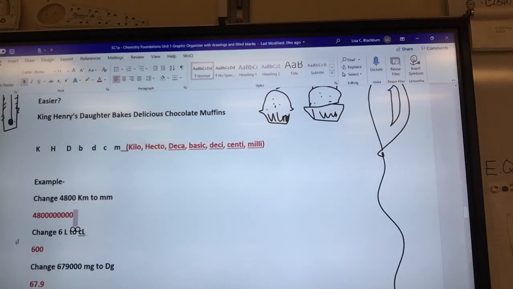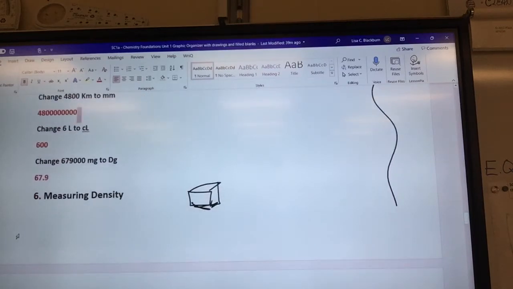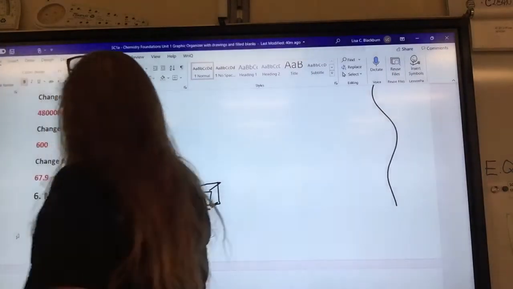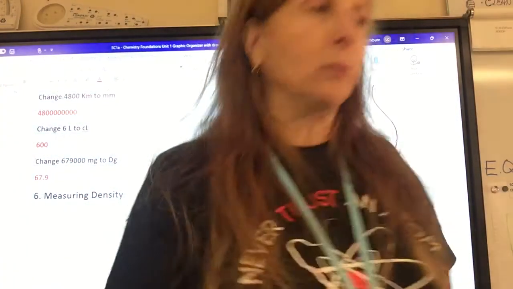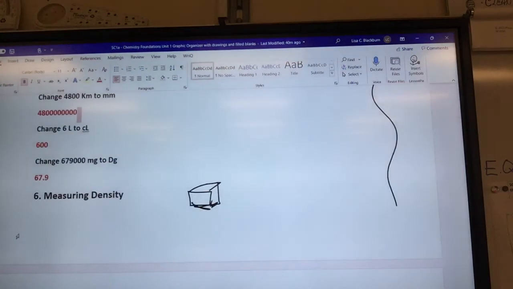Did you get it? 67.9. Got it? Okay, so let's look. We'll do this one orange. This time I'm going M to D. So I'm going M, this is almost dying, 1, 2, 3 to D. So the decimal point here is 1, 2, 3, 4 frog hops. So you go here, 1, 2, 3, 4, 67.9.